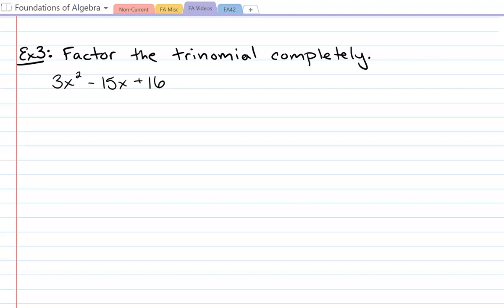Okay, so let's do it again. We have 3x squared minus 15x plus 16. So a is not 1. Is there a GCF? Well, 3 does go into 15, but it doesn't go into 16, so there's no GCF.